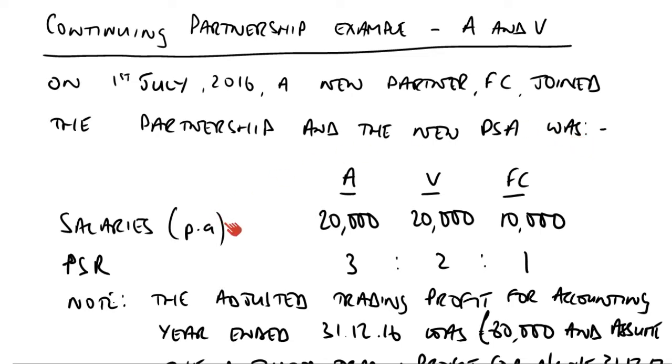We had salaries for each of the partners, which on an annual or per annum basis were £20,000 for A, £20,000 for V, and £10,000 for FC. We changed the profit sharing ratio then to 3 to 2 to 1 in order A to V to FC.